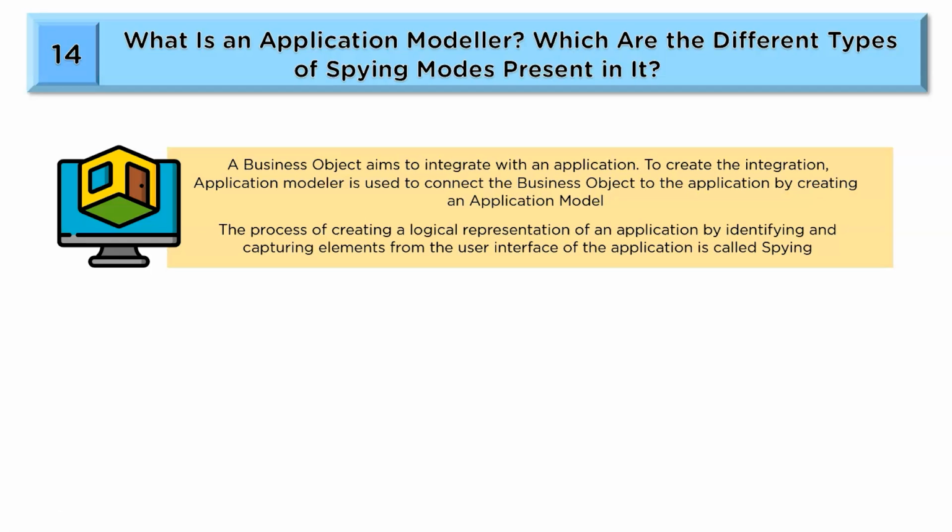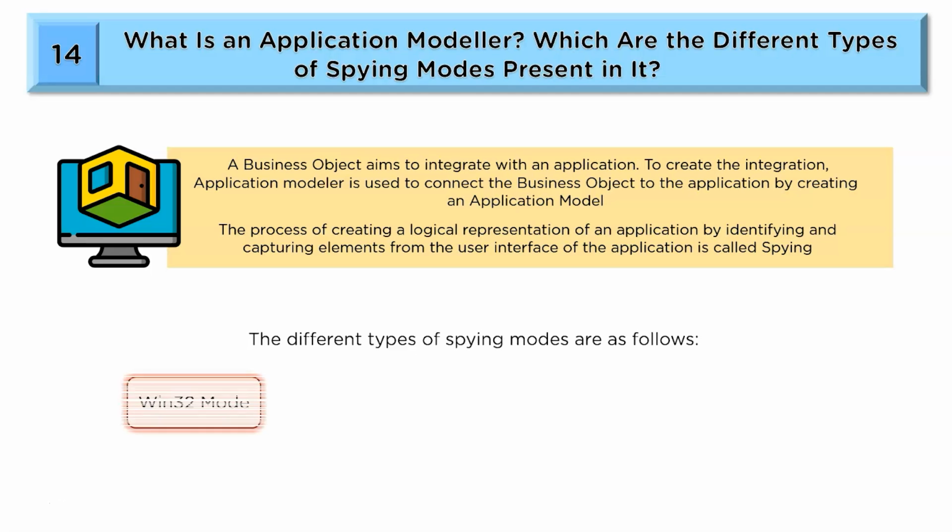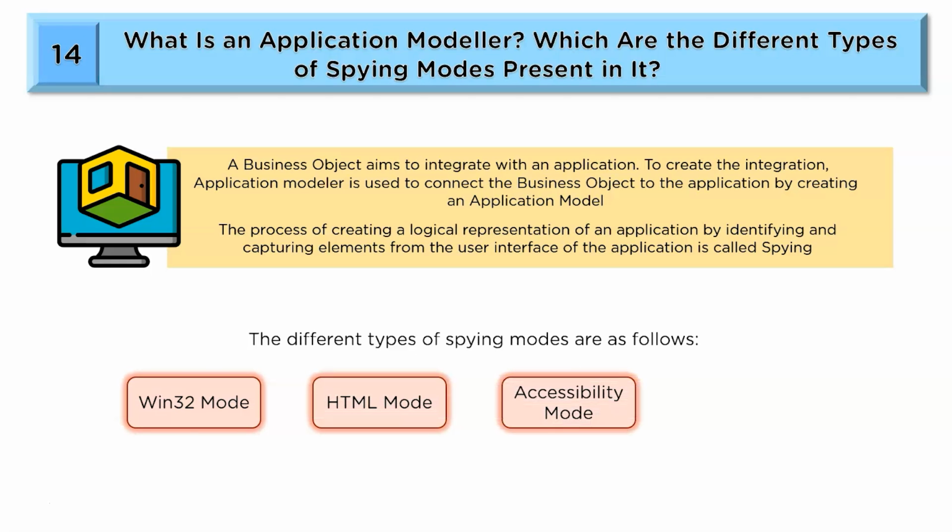The process of creating a logical representation of an application by identifying and capturing elements from the user interface of the application is called spying. The four different types of spying modes are as follows: Win32 mode, HTML mode, accessibility mode, and region mode.